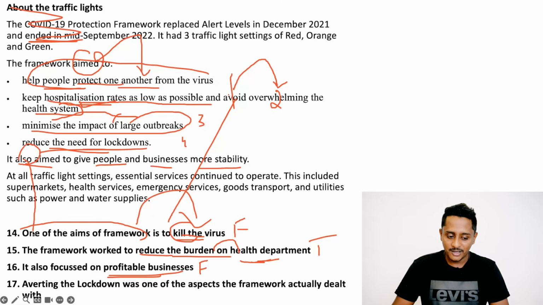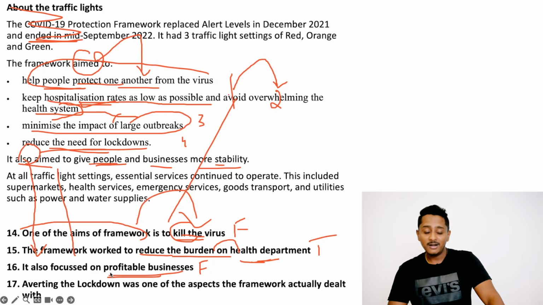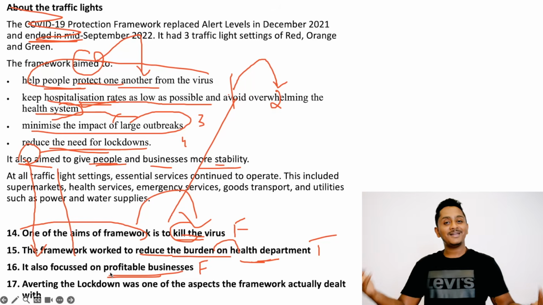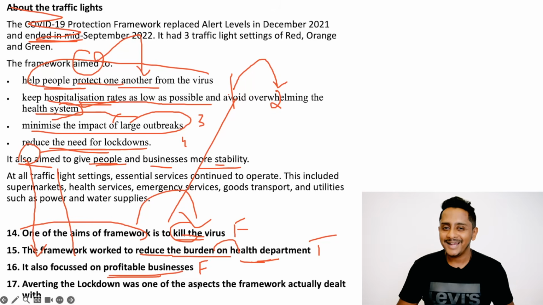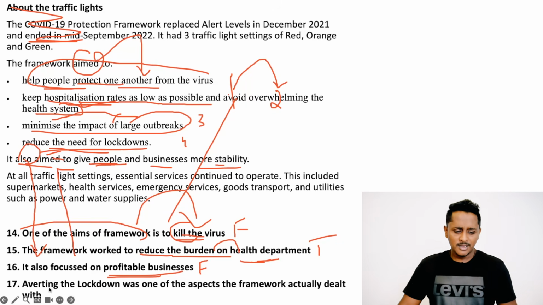It also aimed to give people a profitable business or sustainability or stability. Not it focused on profitable businesses, means it did not focus on making money. Hope you are getting it. It's false. Everything is given, not given cannot come here.